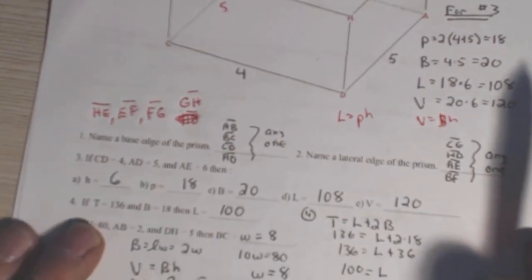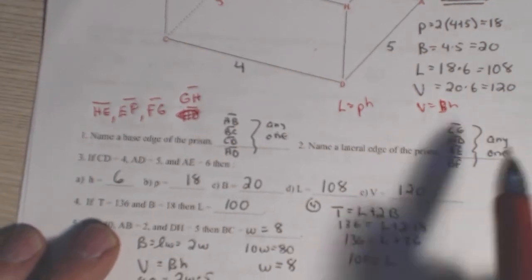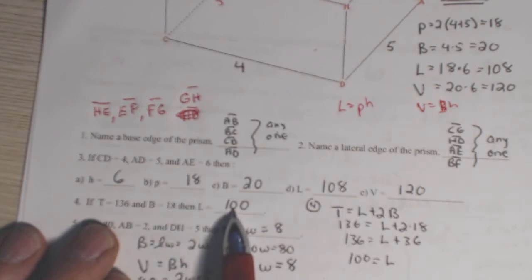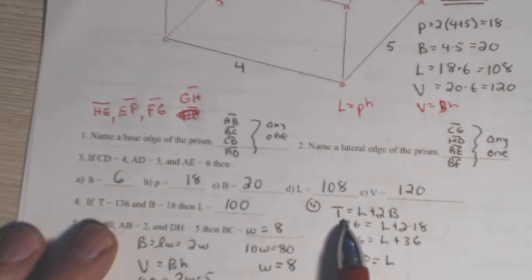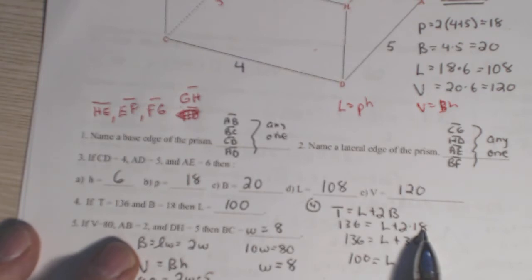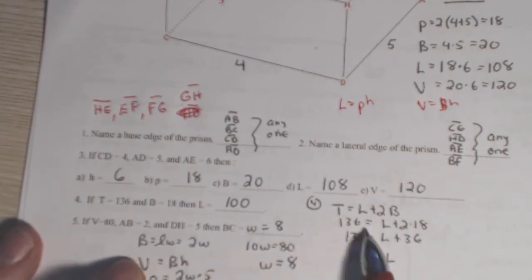Okay, on problem number 4, this is sort of a work it backwards algebra problem. You're given total surface area and base area, and you want lateral area. Well, the formula for a total is its lateral plus 2 bases. So just fill in 136 where you see T. L is what we're trying to find, and it equals 2 times the area of the base, which was given to us as 18 over here. So we just solve this, and we get the lateral being 100.